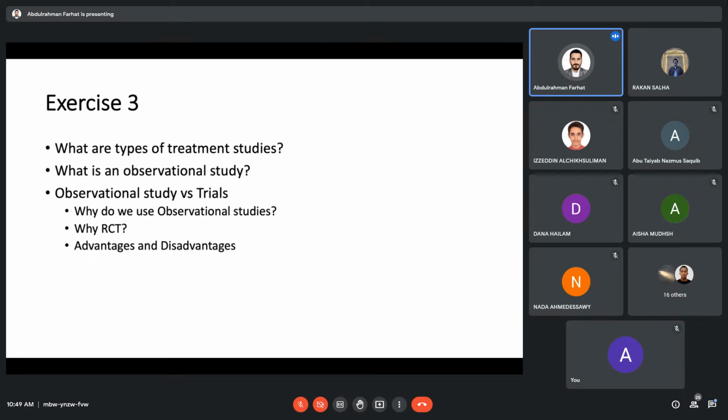Not all researchers or clinicians are able to conduct clinical trials, and the ethics of conducting clinical trials are a bit challenging. So observational studies tend to be sometimes easier to conduct. Okay, it costs less time and less money. Very well. Okay.